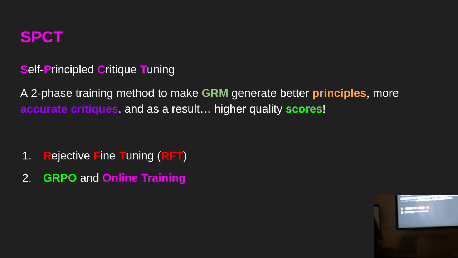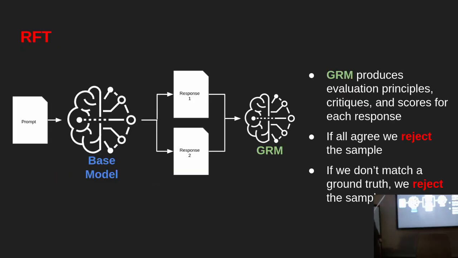So in order to do this, we're going to do rejective fine tuning, and then we're going to use GRPO and online training. So rejective fine tuning is we're going to take our base model, like DeepSeek V3. We're going to feed it prompts, and it's going to generate 2 or 3 or 4 responses. Then we're going to have another LLM that we prompt to take the input of these responses and then generate the GRM output that I just showed you.